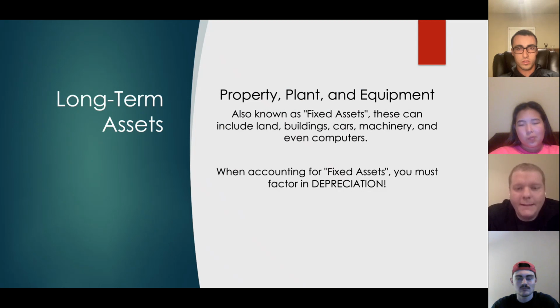Next is property, plant, and equipment. These are also known as fixed assets. They can include land, buildings, cars, machineries, and even computers. When you account for fixed assets, you have to factor in depreciation, and we're going to talk about that next.